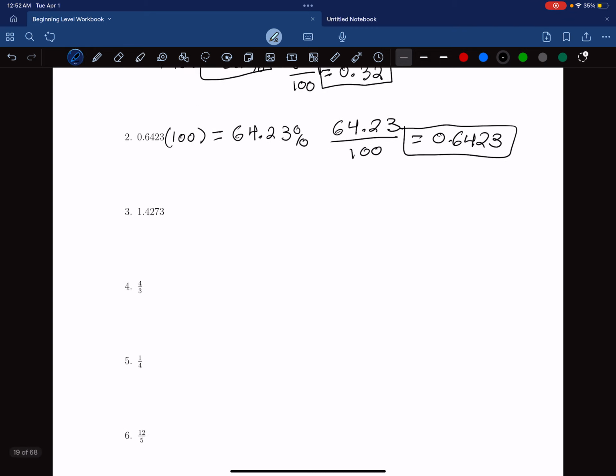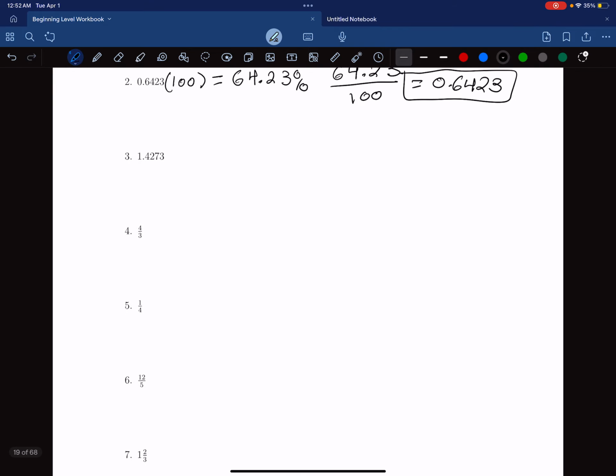Looking at example 3, we have another decimal, so I encourage you to pause the video and try this on your own. And now let's work through it together. To convert this into a percentage, we're going to multiply by 100, and that is going to get us 142.73%.